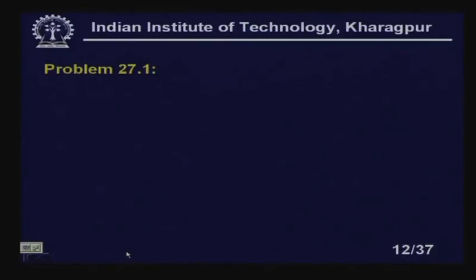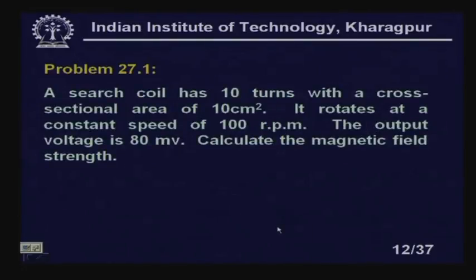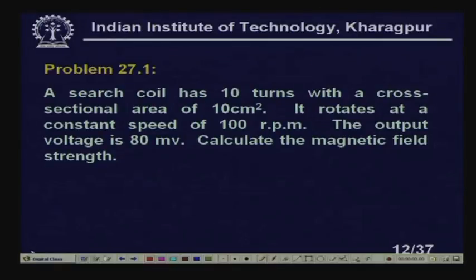Now, let us solve some problems, so that we will be more comfortable. The problem is: a search coil has 10 turns and a cross sectional area of 10 centimeter square. It rotates at a constant speed of 100 revolutions per minute. The output voltage is 80 millivolt. Calculate the magnetic field strength. Let us take a white page. I will give a solution to this.